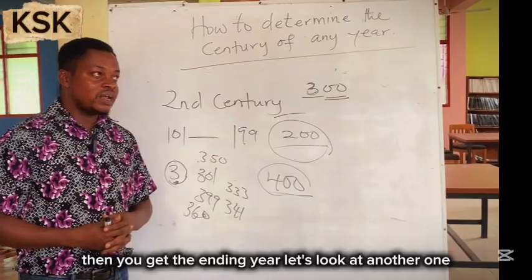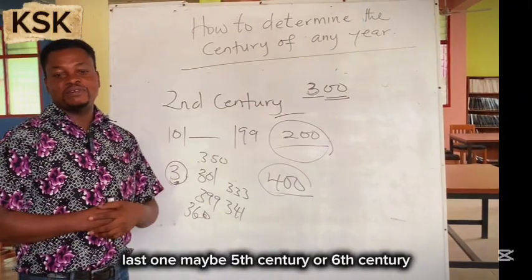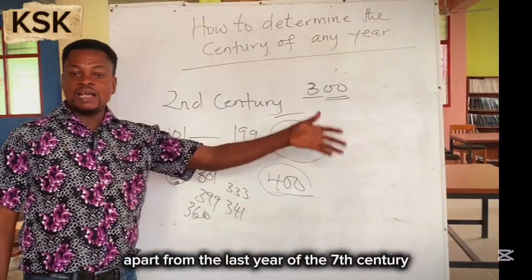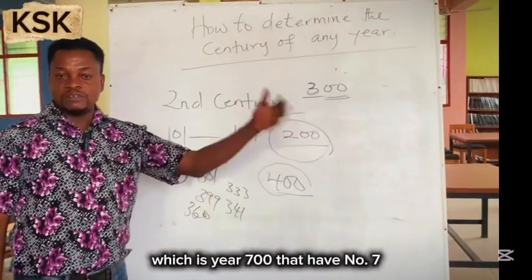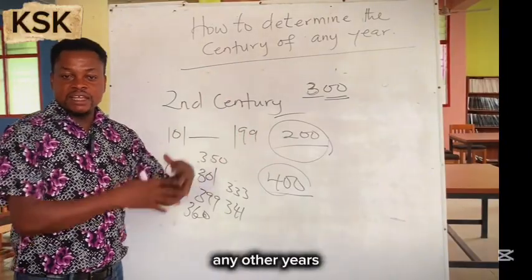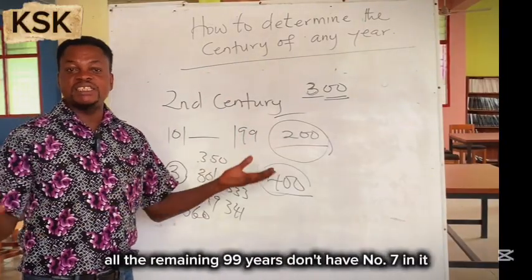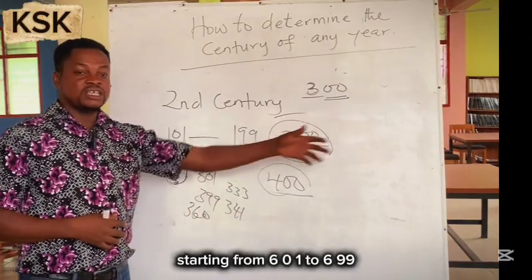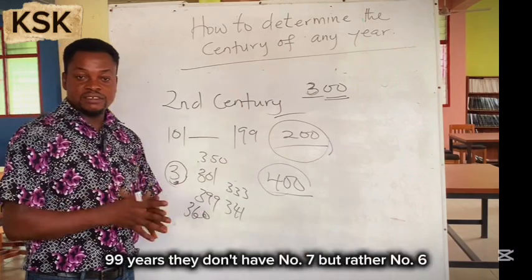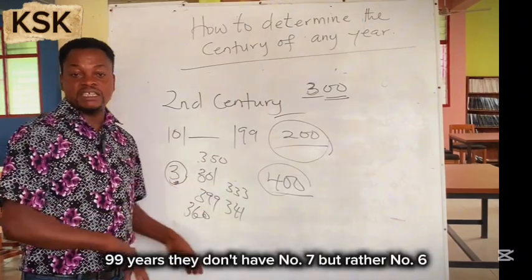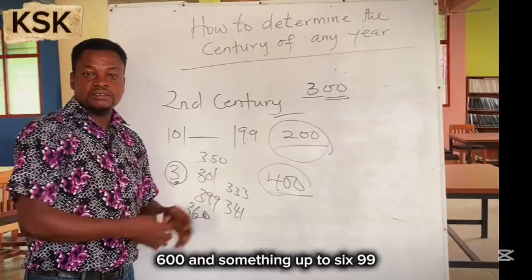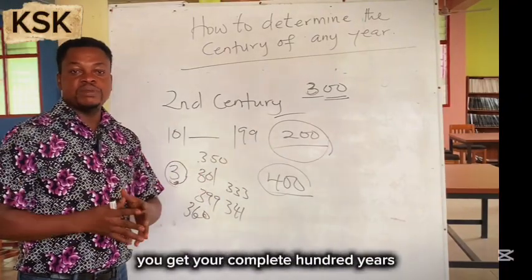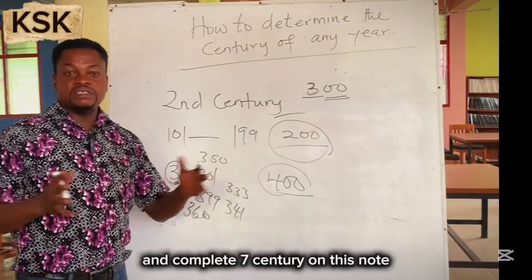Let's look at another one, maybe the 5th century or 6th century, or let's say the 7th century. Apart from the last year of the 7th century, which is year 700, that has number 7, any other years, all the remaining 99 years, don't have number 7 in it. Starting from 601 to 699, 99 years, they don't have number 7, but rather number 6, 600 and something, up to 699. Then you add year 700, you get your complete 100 years and complete 7th century.